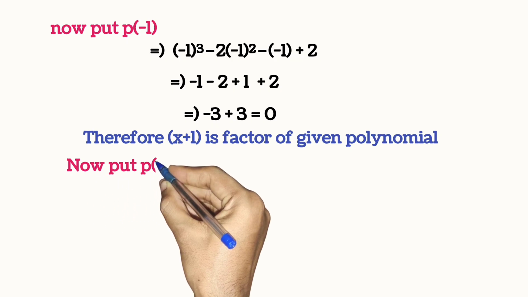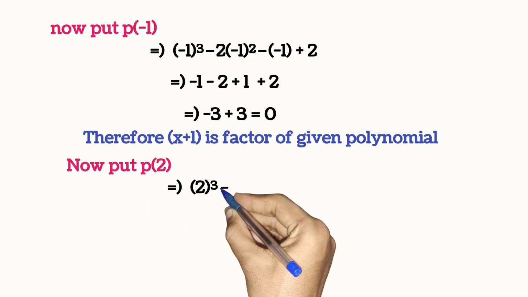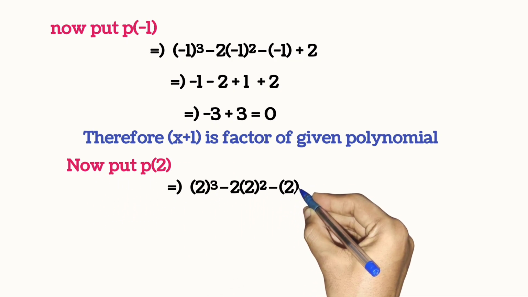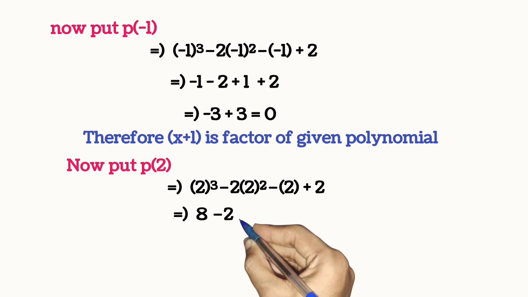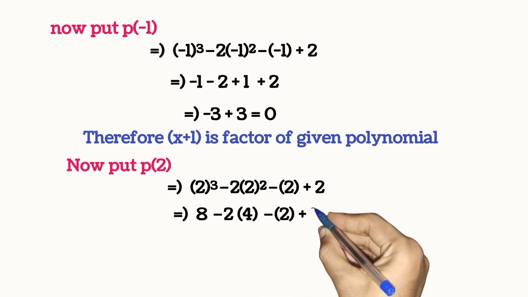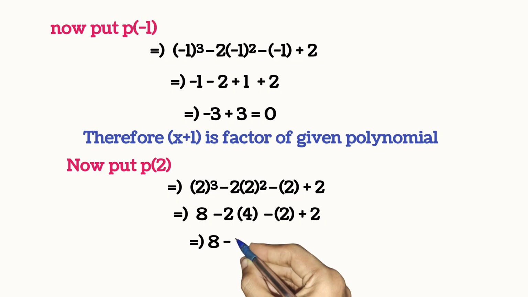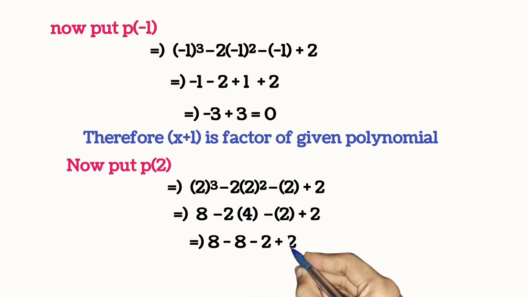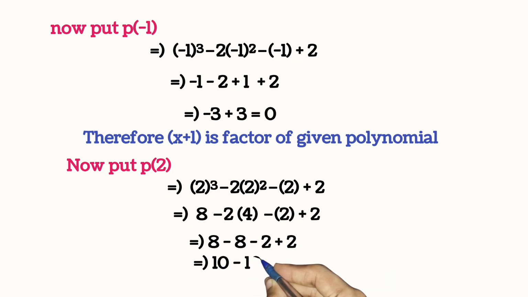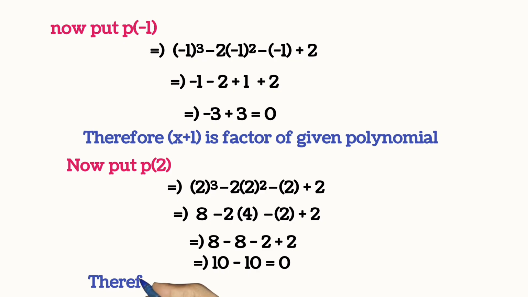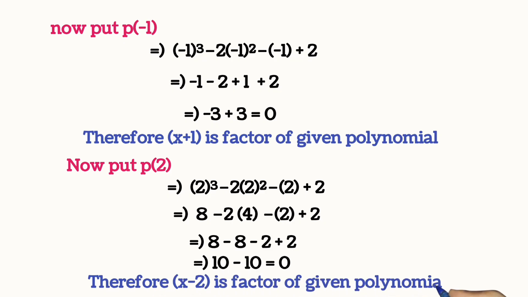Now put p(2), that is equal to 2^3 - 2(2)^2 - 2 + 2, that will be 8 - 2 into 4 - 2 + 2, that is 8 - 8 - 2 + 2, that will be 10 - 10, that is equal to 0. Therefore, x - 2 is a factor of the given polynomial.